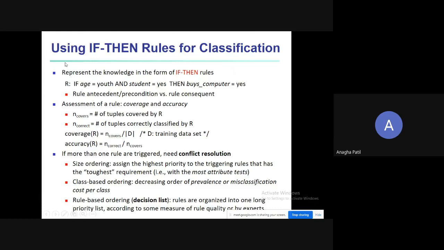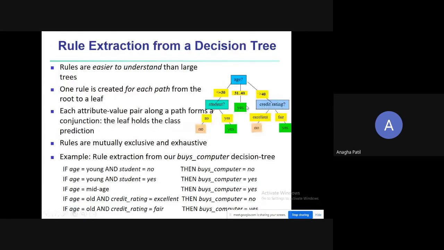Now, for every rule, let's say x determines y, in that case x would be called, for example here, if age is youth and student is equal to yes, this becomes our x. This is called the rule antecedent or precondition. Then this determines buys computer is equal to yes, so the part after then is called the rule consequent. So based on, let's say, a particular decision tree, how can we make a rule?